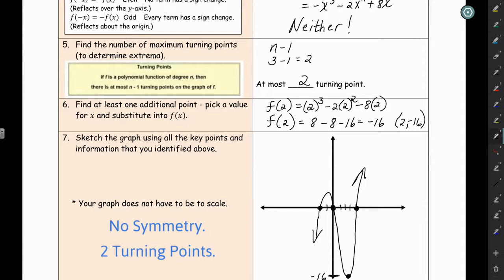And we just want to confirm we don't see any symmetry here. We don't reflect over the y-axis, and we don't reflect about the origin. So I think our graph is good.